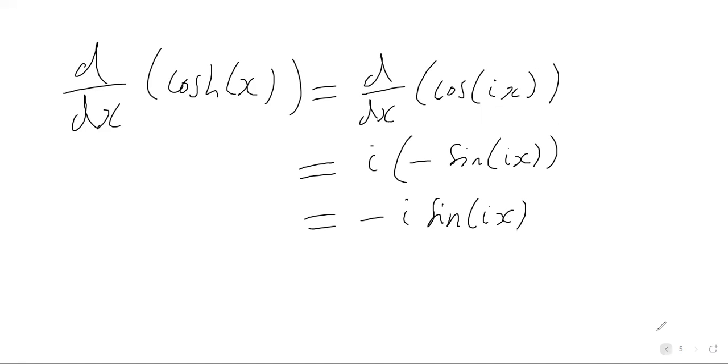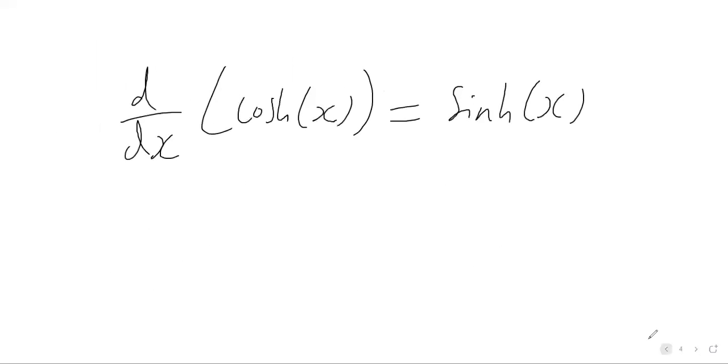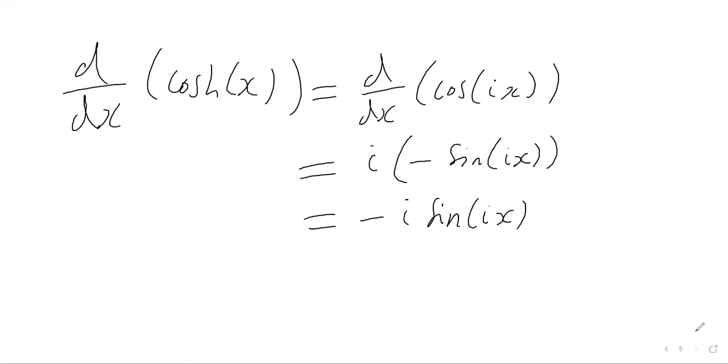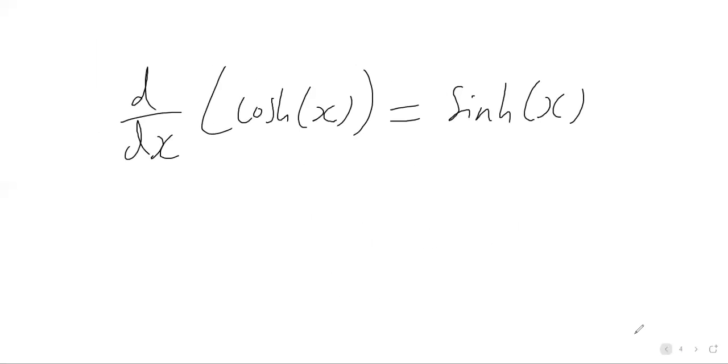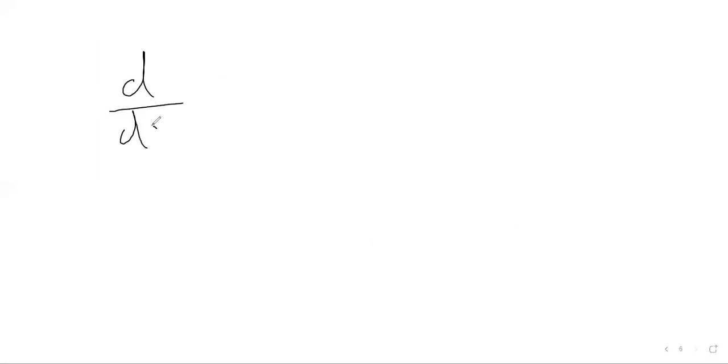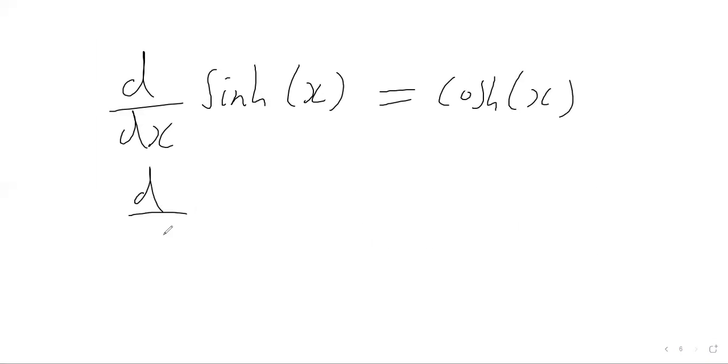As we expect, if we look at our definition of hyperbolic sine, that is just the same as that, so this is by definition hyperbolic sine. So again, we get the same result as over here: differentiating hyperbolic cos gets you hyperbolic sine. So now what we know is that when you differentiate hyperbolic sine, you get cosh, and when you differentiate hyperbolic cos, you get hyperbolic sine.